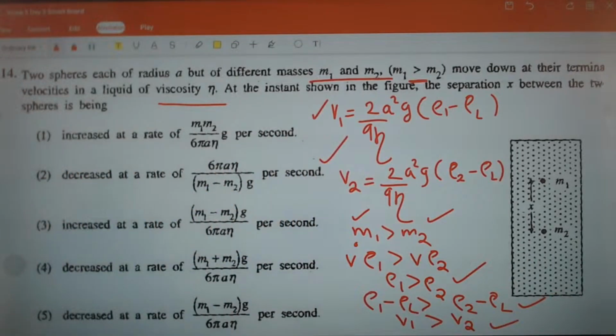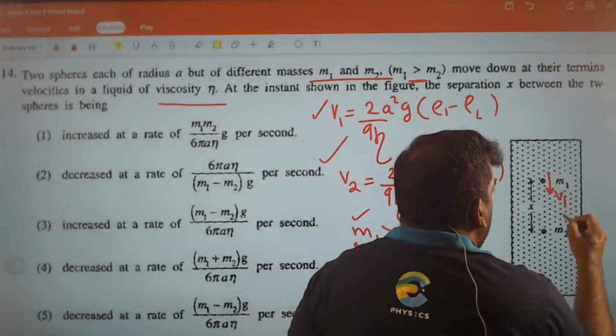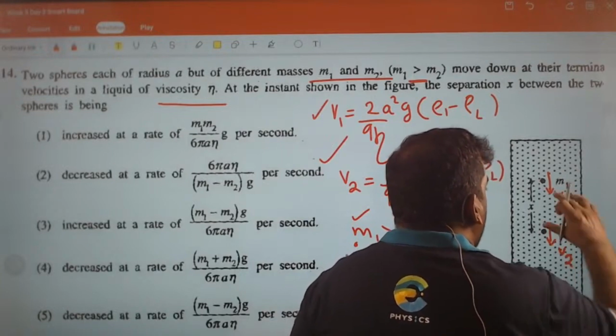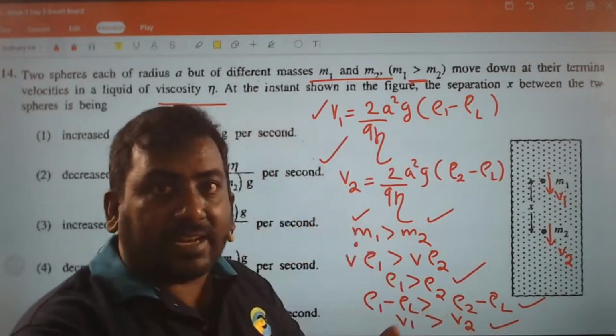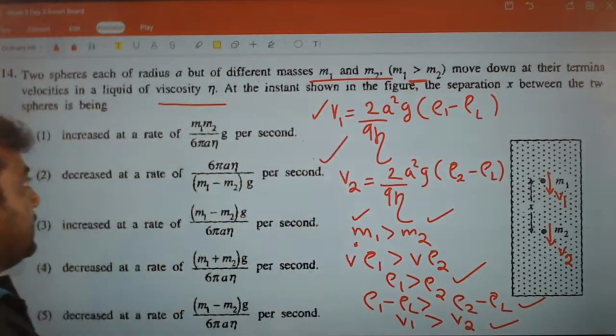What about the separation? This velocity is V1, this velocity is V2. What will happen to the separation? Will it increase or reduce? Common sense, it will reduce. So how are you going to find this? How will you find the separation? Look at this carefully.